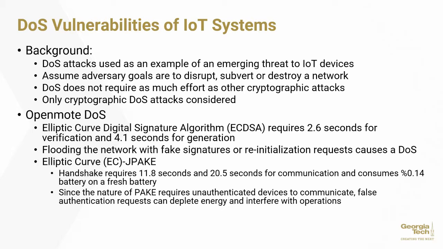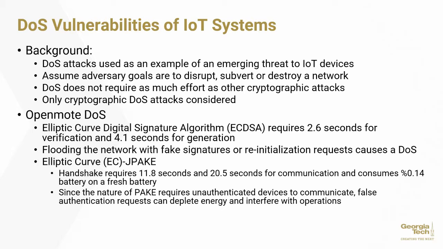In order to show the impact of denial-of-service attacks, the authors used a constrained IoT device called OpenMote. OpenMote is a battery-run device on which even lightweight algorithms such as the elliptic curve digital signature algorithm require 2.6 and 4.1 seconds for verification and generation respectively. By simply flooding the network with fake signatures or session reinitialization requests, a denial of service can be caused on this device. With respect to JPEG, denial-of-service attacks are powerfully effective.